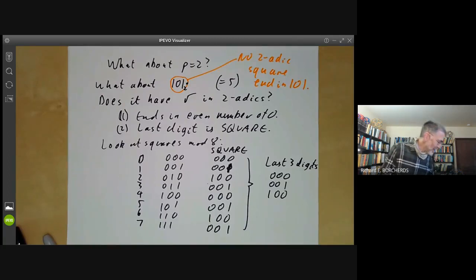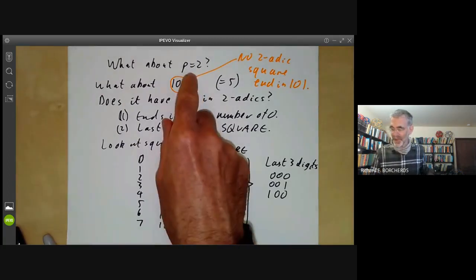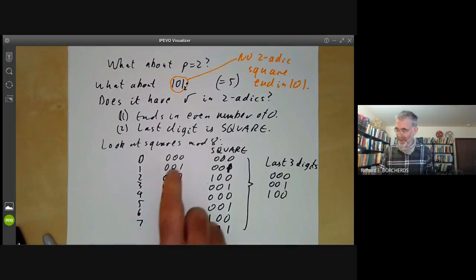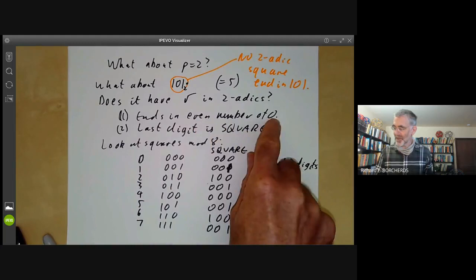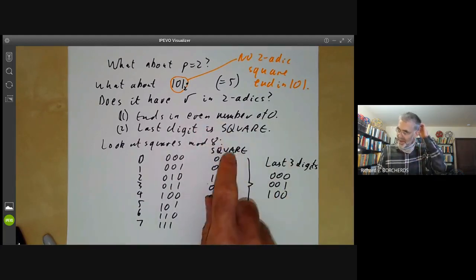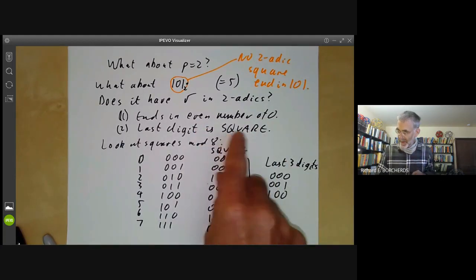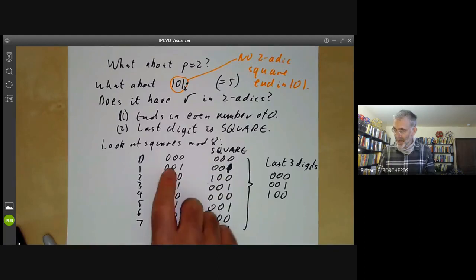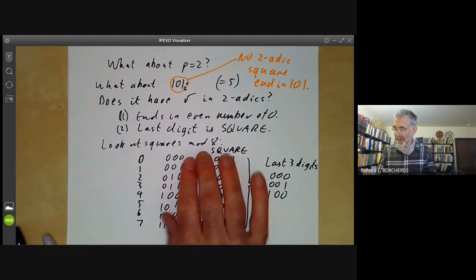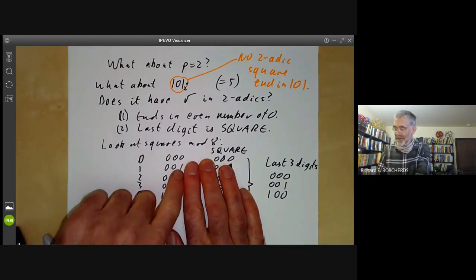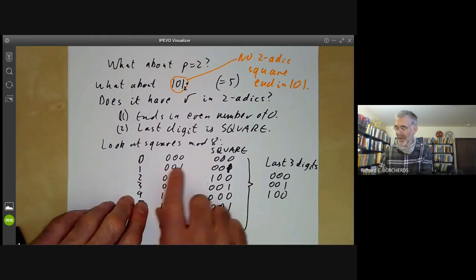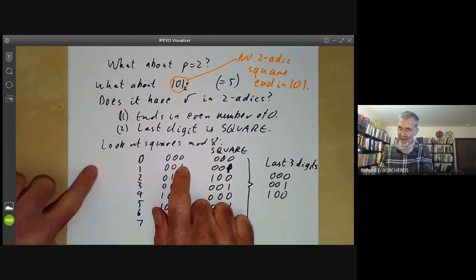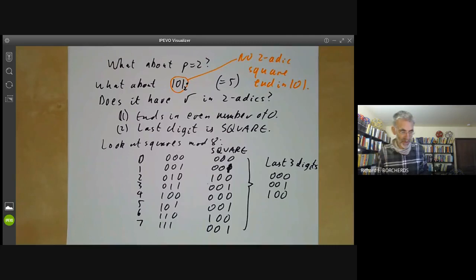If you want to know what the squares in the two adics are, it turns out that something is a square in the two adics if it ends in an even number of zeros, and once you've taken out all the zeros, the last three digits have to be 0, 0, 1. And once you've got a 0, 0, 1 at the end, you can then carry on finding all the other digits of the square root.